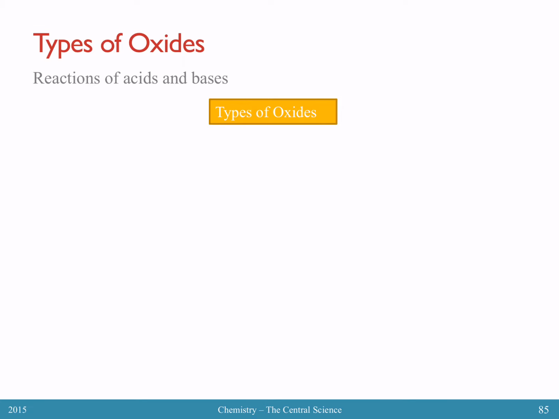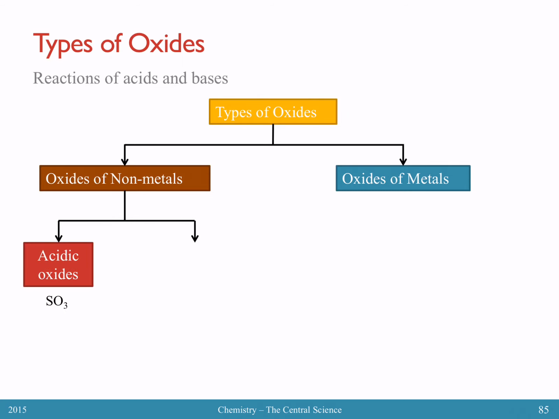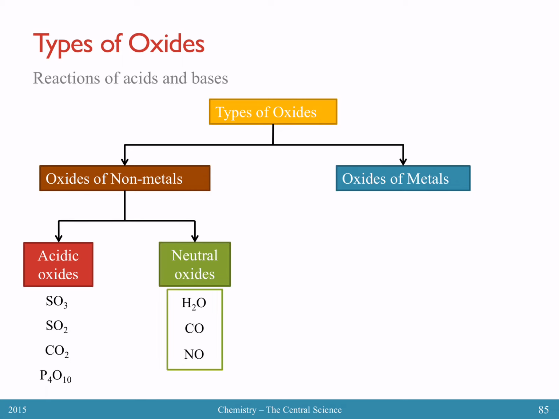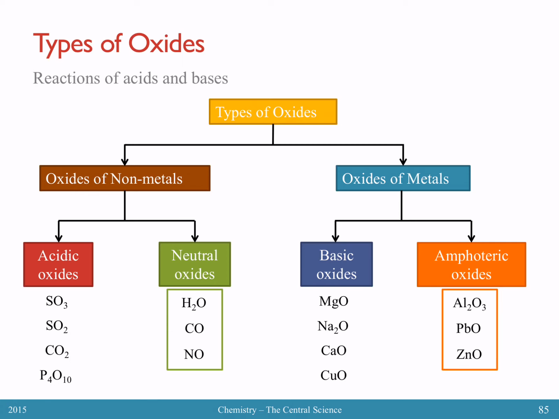Now recap the whole thing again. Types of oxide. Think first, is it a non-metal oxide or a metal oxide? Non-metal oxide, it must be acidic, except for these three. So you don't need to know how to write the equation. You just need to know these are acidic, these are neutral. Now if it's a metal oxide, generally basic, except for the amphoteric ones, which only have three and you need to memorize.